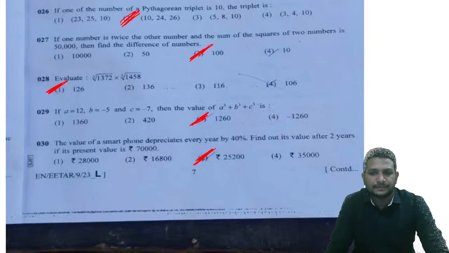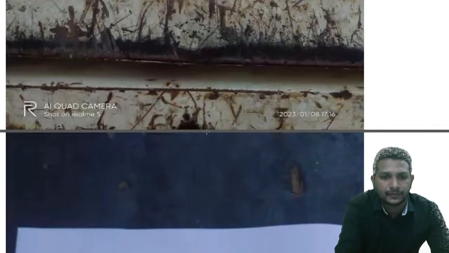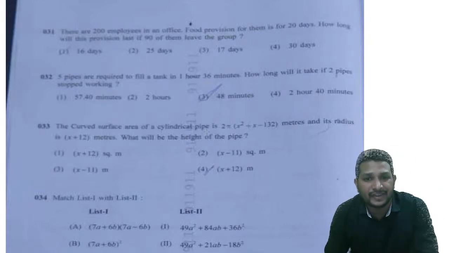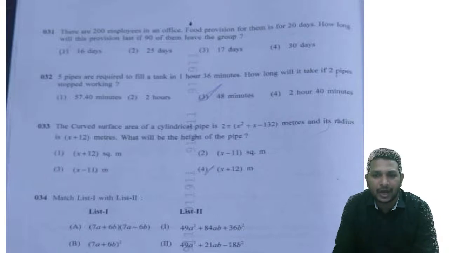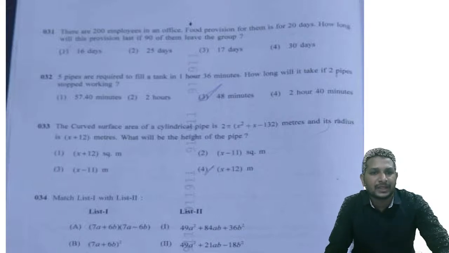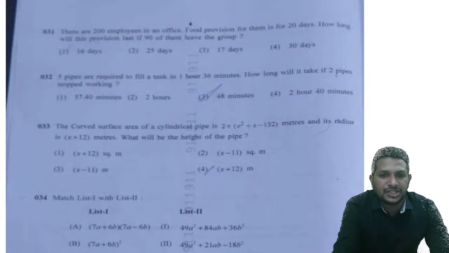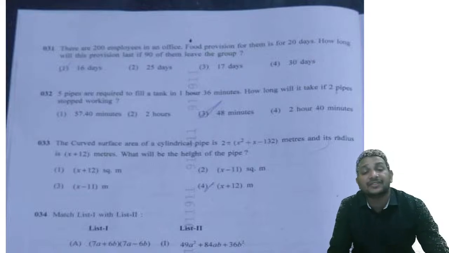Question number 31. Over here in question number 31, it's not so clear. I'll read it out. There are 200 employees in an office. Food provision for them is for 20 days. How long will the provision last if 90 of them leave the group? Okay. So over here, initially there are how many? 200 employees. So the provisions will be available for 20 days. But how long will the provisions last if 90 of them leave the group?